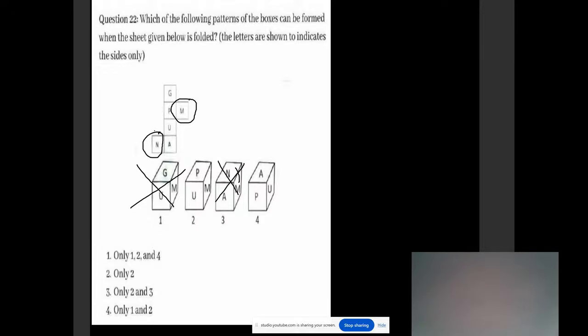Next, A and P are opposite, as these are alternate values, A and P. So as A and P are alternate, these two come under opposite faces. But if you observe the fourth one, these two are adjacent. These are not opposite, so you can cancel this also. So the fourth one is also wrong. Answer is only 2. Only 2 is possible, which is the correct answer.